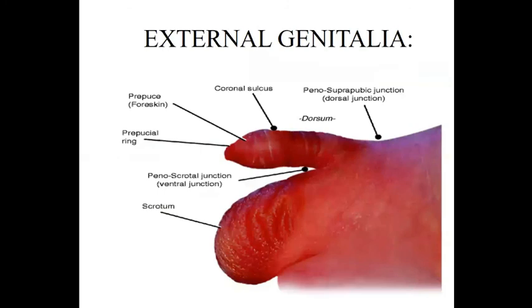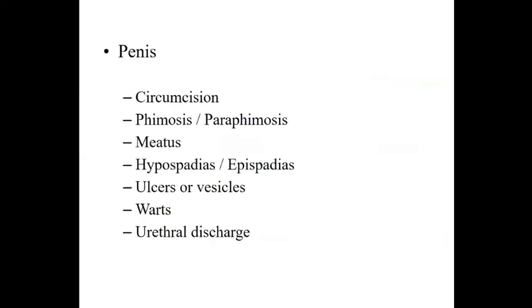The external genitalia examination starts from the peno-suprapubic junction, dorsum of the penile skin, coronal sulcus, prepucial ring, penoscrotal junction, and the scrotum. Starting from the penis, we should see whether the patient is circumcised or not. If it is uncircumcised, then we will look for phimosis and paraphimosis. Then we retract the foreskin and look at the meatus, whether it is normally placed or narrow, hypospadias or epispadias, ulcers, vesicles, any warts, or any urethral discharge present on examination.